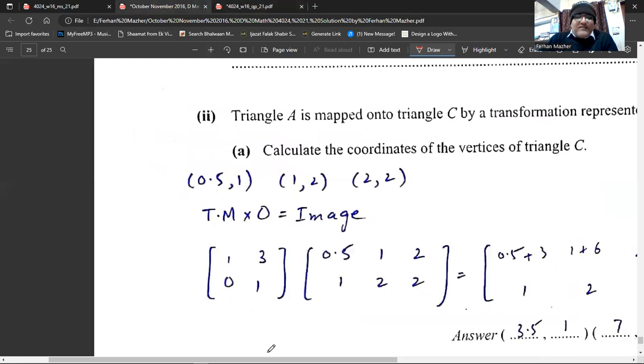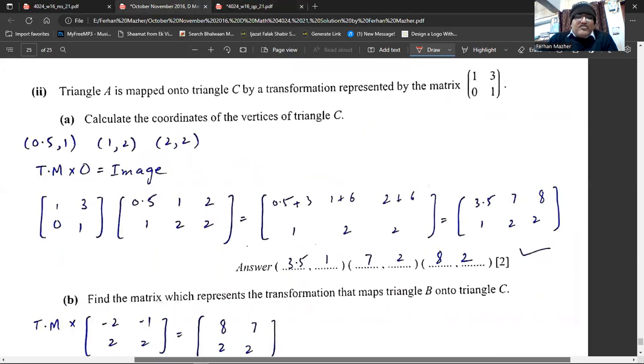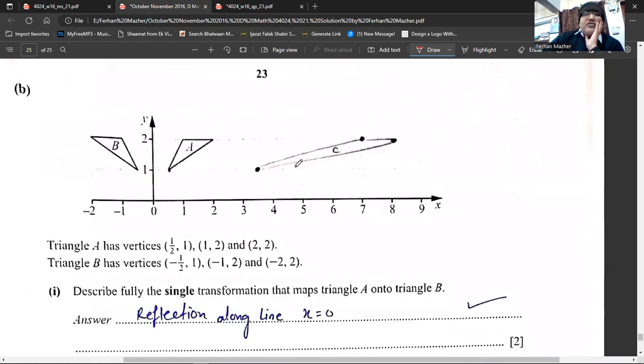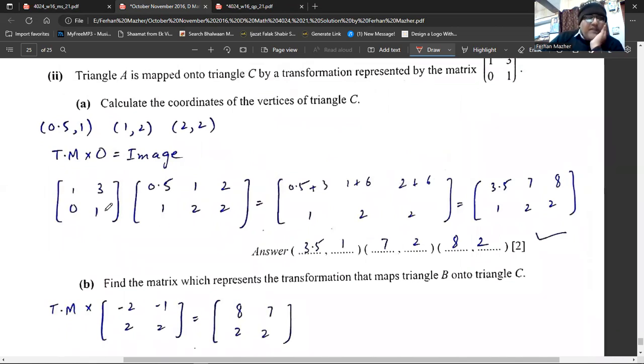Let me show you what I've done here. These are the coordinates of the object. Just to write down: transformation matrix multiply object will be equal to the image. Here you have the transformation matrix and here the coordinates of the object, just multiply them. From here take the rows, from here take the columns, multiply, and you will get the answer, that is 3.5, 17, 28. So here you go. We have shown this also on the diagram. This is very simple, straightforward multiplication. So you got the coordinates of the image.